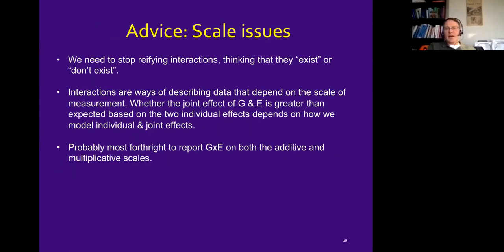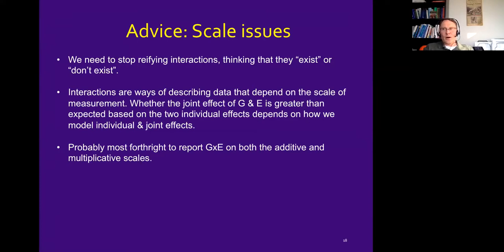So, advice with respect to scale issues. At first, I think we need to stop reifying interactions and talking about whether an interaction exists or doesn't exist, or whether an interaction is real or isn't real. I think that if you observe an interaction on a particular scale of Y, then there is an interaction on that scale of Y, but it's a mistake to think that it's real in any kind of real sense, because it will often depend on the scale upon which Y is measured.